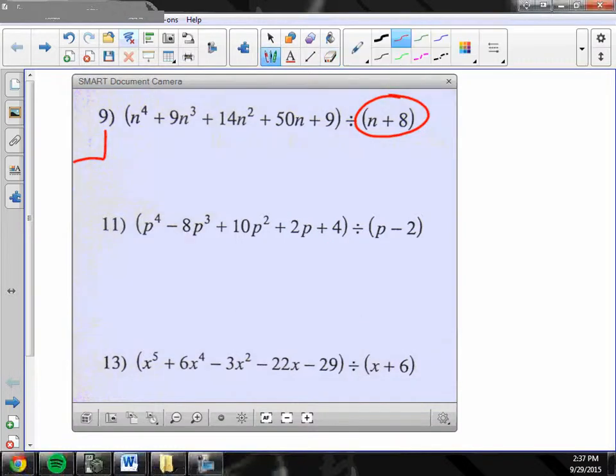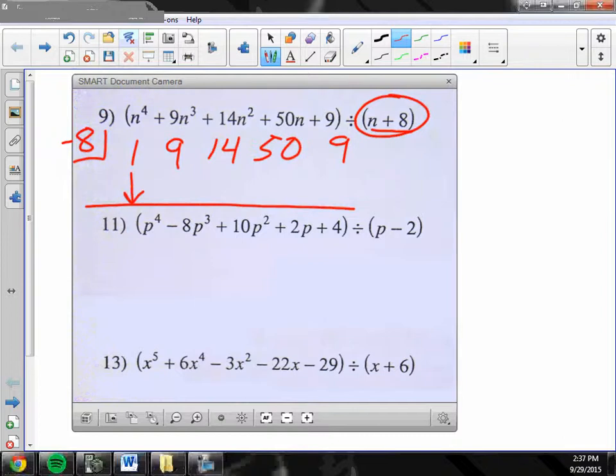All right, what goes in the box? -8, because that is the root associated with n plus 8. So my coefficients, am I missing any? Nope. So 1, 9, 14, 50, and 9. Drop the 1. -8 times 1 is -8, which is 1. -8, which is 6. -8 times 6 is -48, which is 2. -8 times 2 is -16, which gives me a remainder of -7.